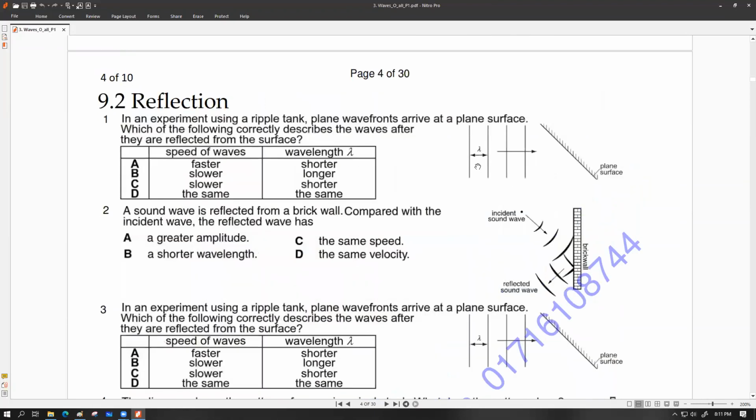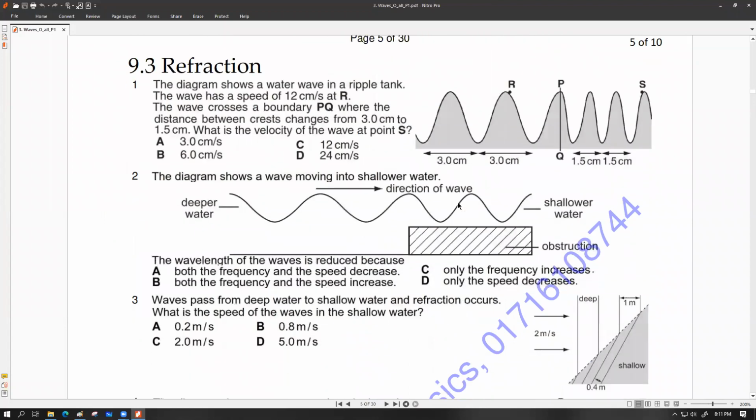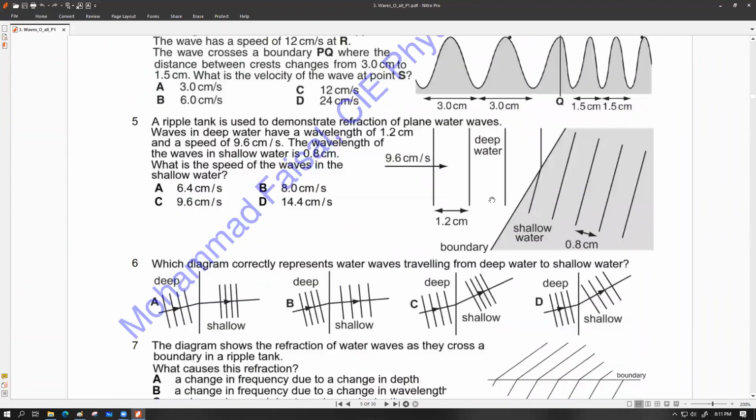Anyone? No. Okay. Page number 5. Reflection 9.3, page number 5. Any problem from there?